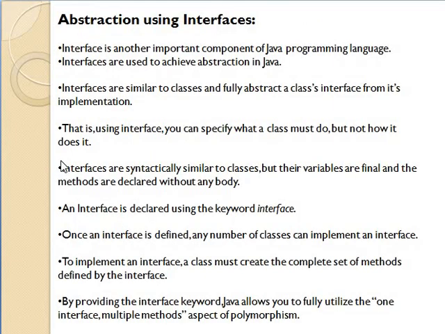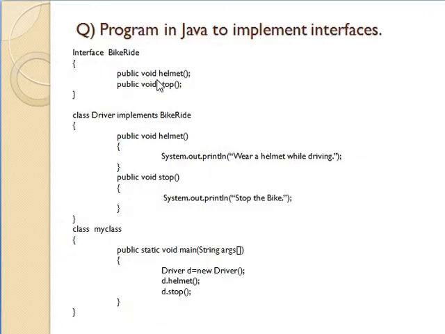Again, as mentioned here, the methods that shall be declared inside an interface should not contain any body part. That's why these methods, helmet and stop, also do not contain any body part, and that's why the method simply ends with a semicolon.